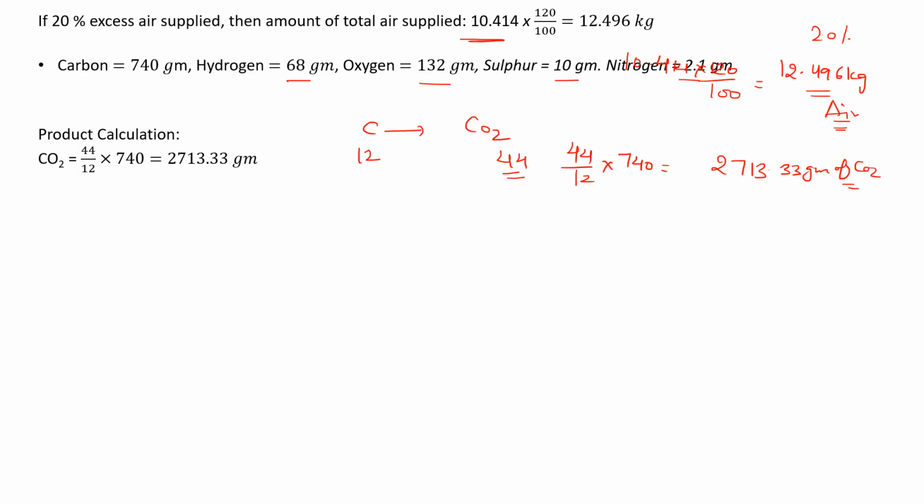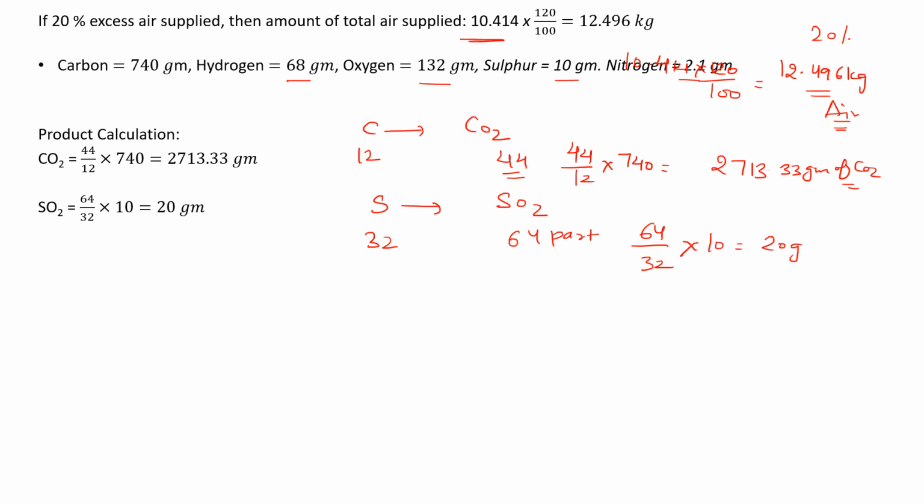Next for the dry product calculation, we will calculate the formation of sulfur dioxide. Sulfur converts into sulfur dioxide, 32 part of sulfur producing 64 part of sulfur dioxide. So 64 divided by 32 into the sulfur given, which is 10 gram. So 20 gram of sulfur dioxide is produced.